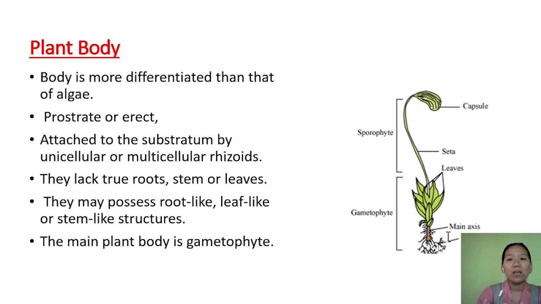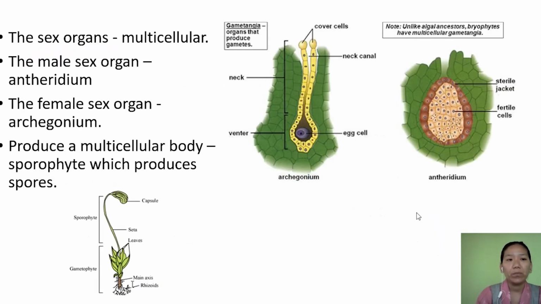Here they do not have true roots, stems, or leaves, but they may possess a root-like structure called a rhizoid, and they have leaf-like and stem-like structures. The plant body is haploid and produces gametes, so the main plant body is the gametophyte. The sex organs are multicellular.